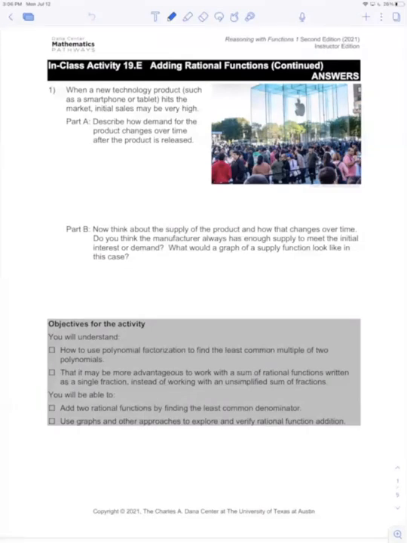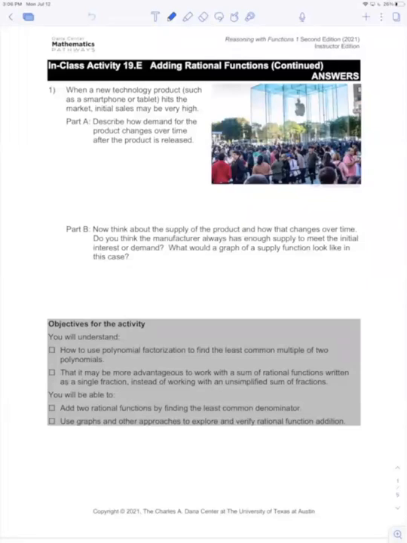Part B. Now think about the supply of the product and how that changes over time. Do you think the manufacturer always has enough supply to meet the initial interest or demand? What would a graph of supply function look like in this case? Well, the manufacturer may have enough supply for the initial demand, but may not be able to keep up with demand after that. So supply may be higher than demand at first, and then may or may not stay the same level as demand. Over the long run, though, supply should taper off to match the decrease in demand.